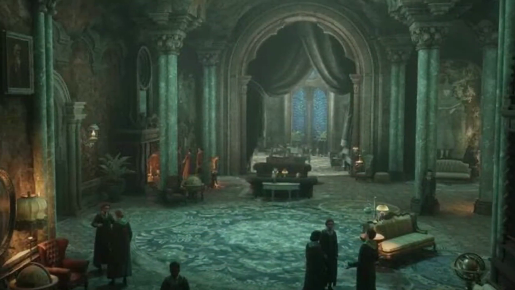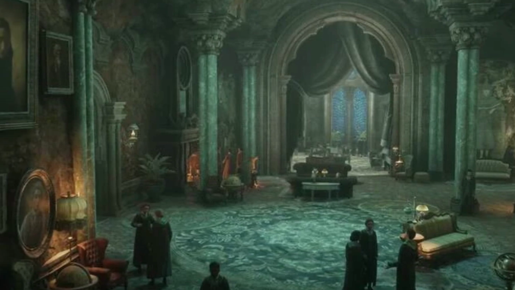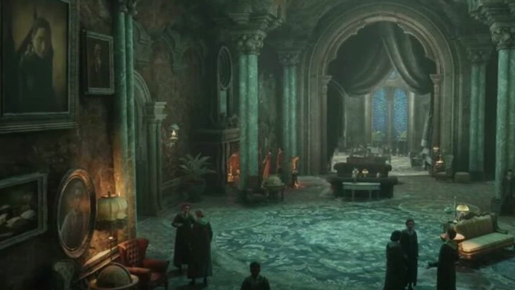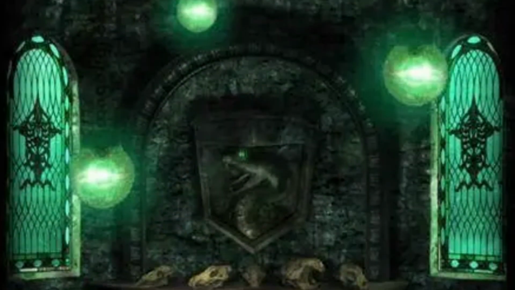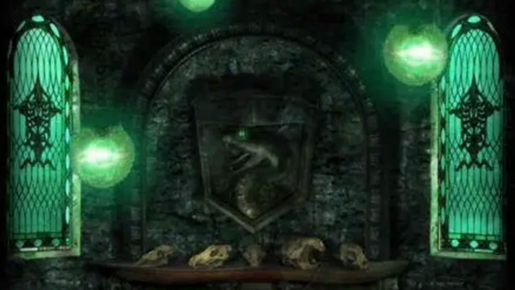Slytherin is associated with water. Water has a cool and wet nature. The water symbol gives a sense of being fluid, flowing, wavering. Water signs tend to be intuitive and sensitive.